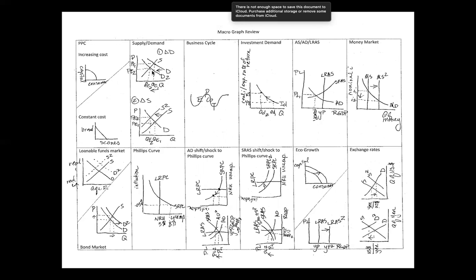When you draw these, make sure you draw as many arrows as possible and label the changes. So here, the demand shifted from here, so they have D and D2. You could label it D and D prime, D1, D2. Just make sure you're clear.